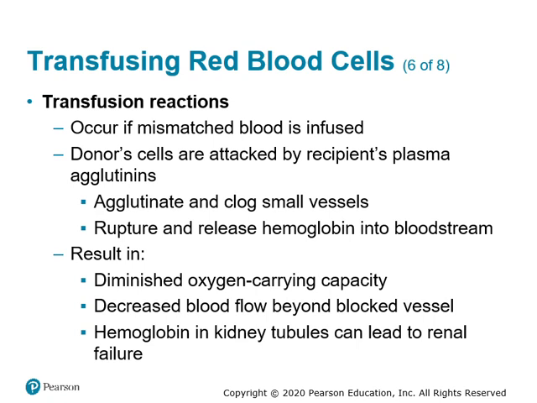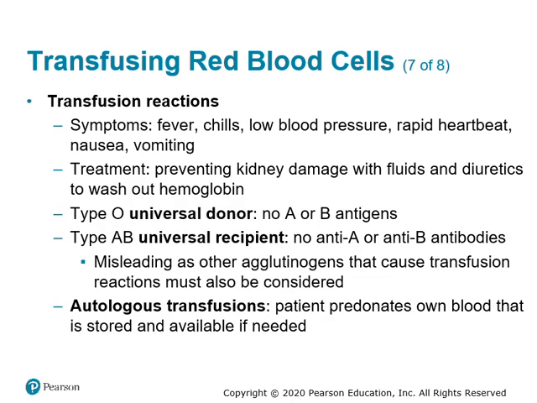So this can not only destroy red blood cells and diminish oxygen carrying capacity, but it can decrease blood flow beyond a blocked vessel. And if the hemoglobin does end up in the kidneys, the kidney tubules can get blocked, and that can lead to kidney failure or renal failure. So what we do is we tend to treat the symptoms. Symptoms like fever and chills and low blood pressure and rapid heartbeat and nausea and vomiting. So we tend to give fluids and diuretics to wash out the hemoglobin because we really want to prevent especially that kidney damage. All right, so keep in mind though that transfusion reactions can happen whenever you have mismatched blood.